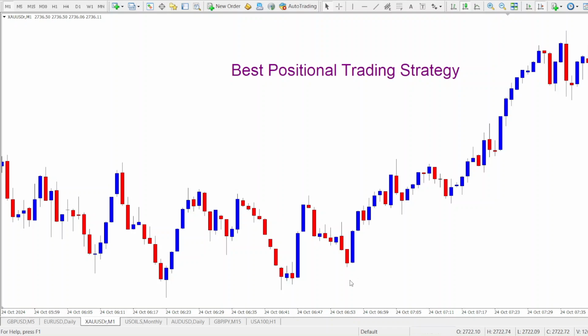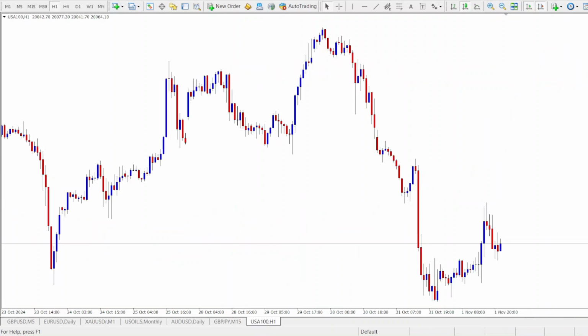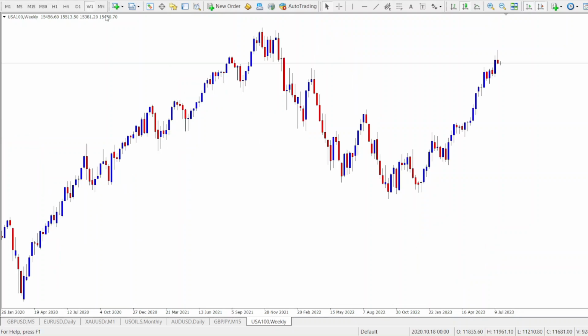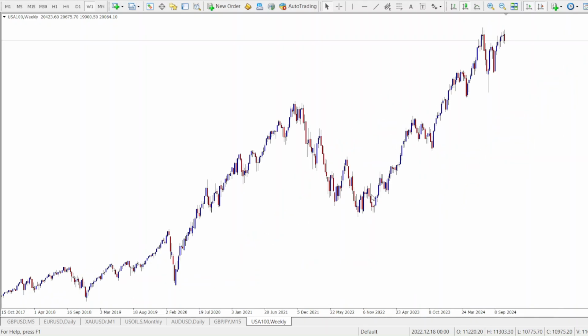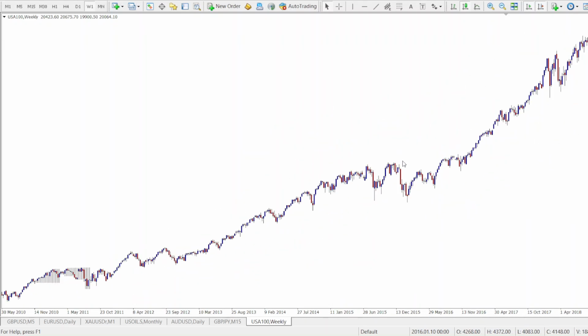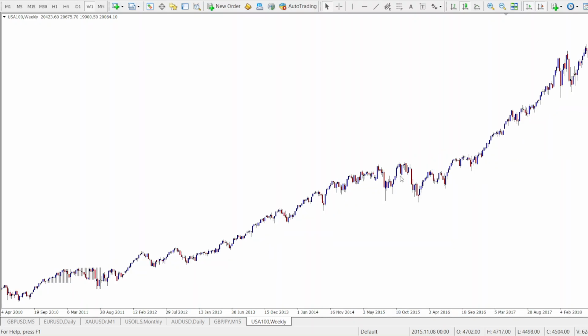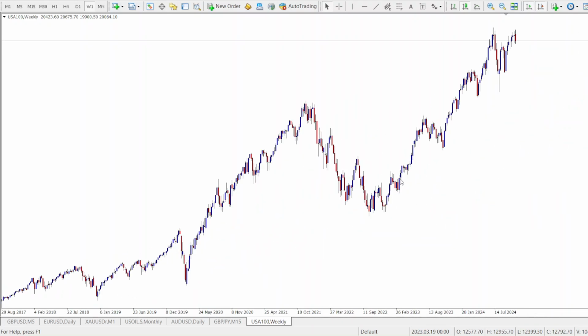Let's just see if we can find any examples. Right now, you can see this is a trending pair. Can you see over time it has been trending? This is an example of a trending pair. So if you want to engage in positional trading, you'll be looking for pairs like this.